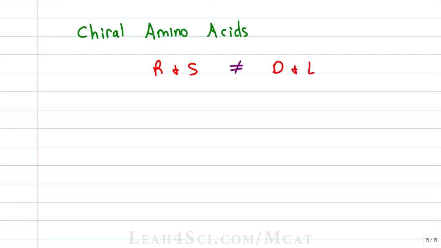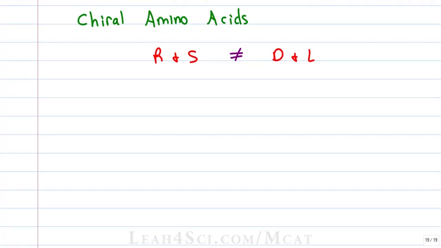R and S does not directly relate to D and L. A D amino acid can be R or S. An L amino acid can be R or S. At the end of this video, I'll show you a trick for how to quickly know which is which.